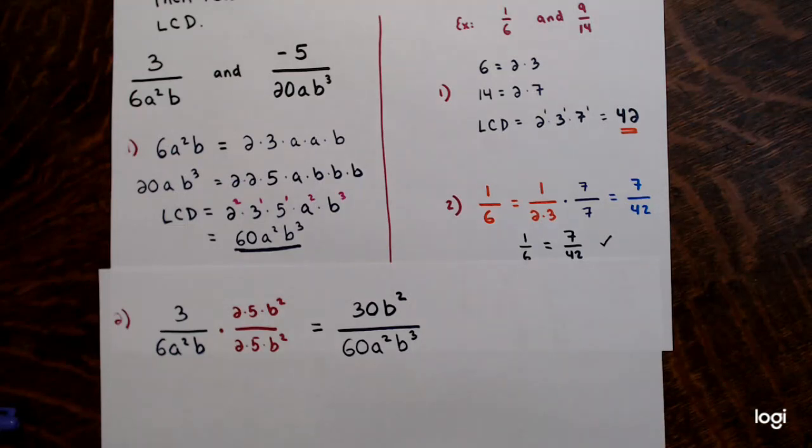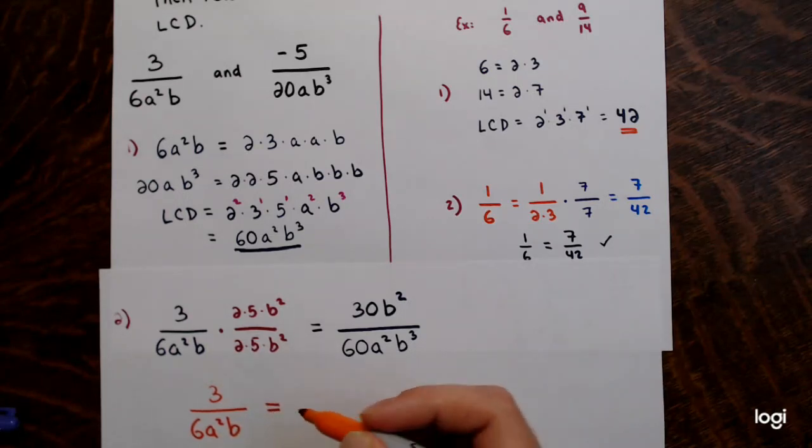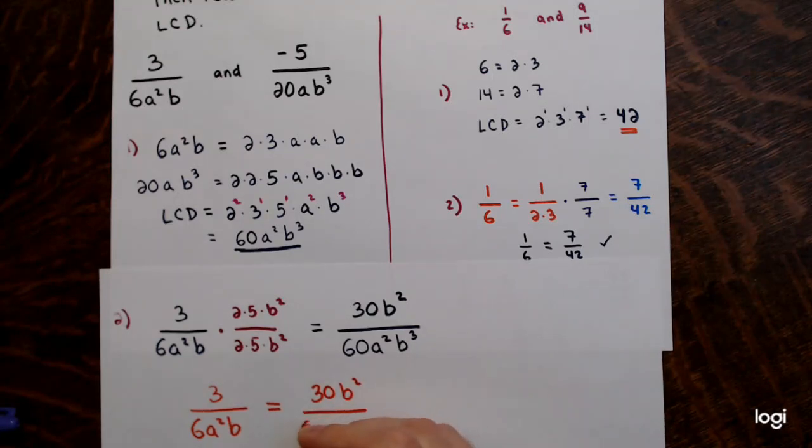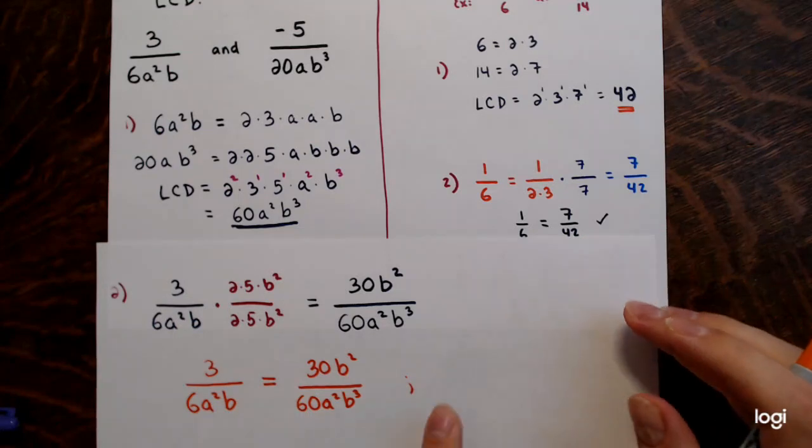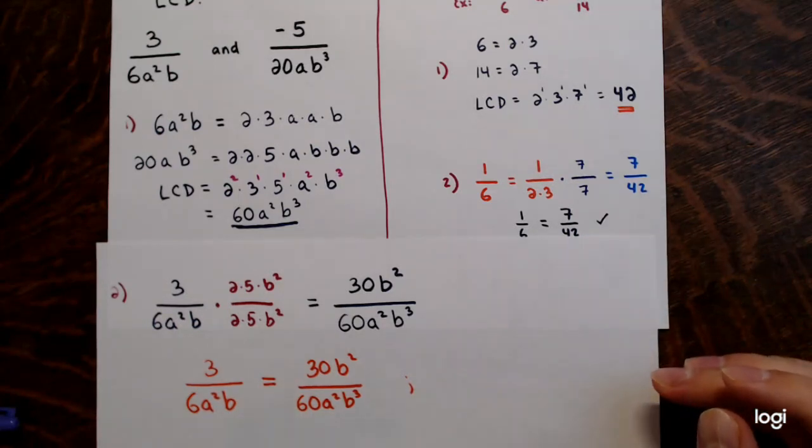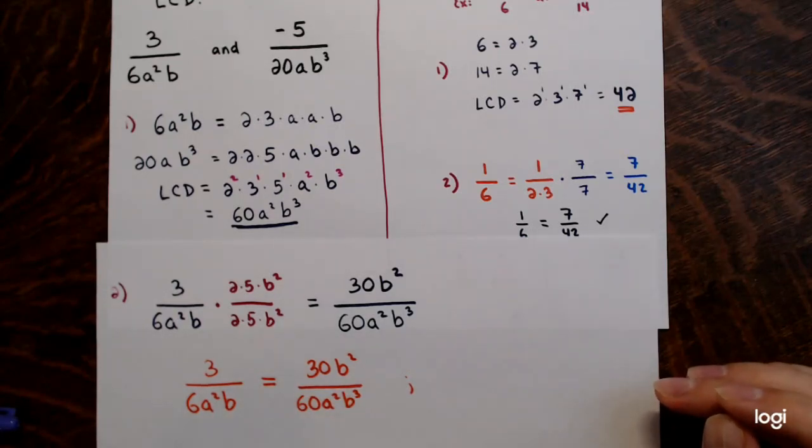Alright, so off to the side, right below it, I'll put our equivalents. So 3 divided by 6a squared b is equivalent to 30b squared divided by 60a squared b cubed. And then a little semicolon or a comma, and off to the side I'm going to put some little caveats here, little restrictions. Because yes, these fractions are equal no matter what you plug in for a and b, with a few exceptions, a couple exceptions.